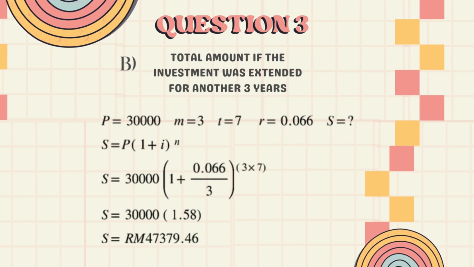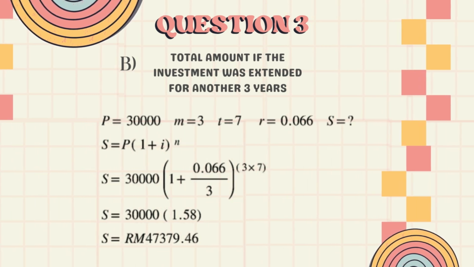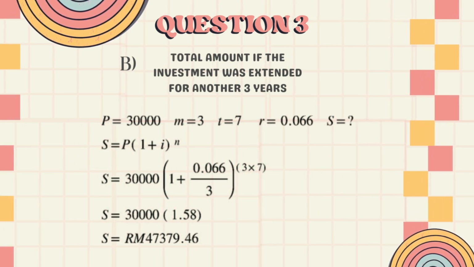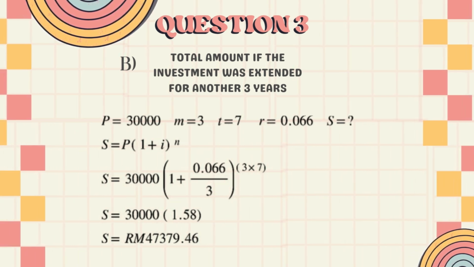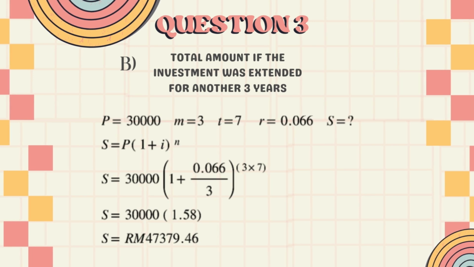Next, determine the total amount if the investment was extended for another 3 years. Now we have P equals 30,000, M equals 3, and T changed to 7 because the question asks for 3 years into the future. So 4 years plus 3 years becomes 7 years. And R we already know, which is 0.066. So now we are going to find S.